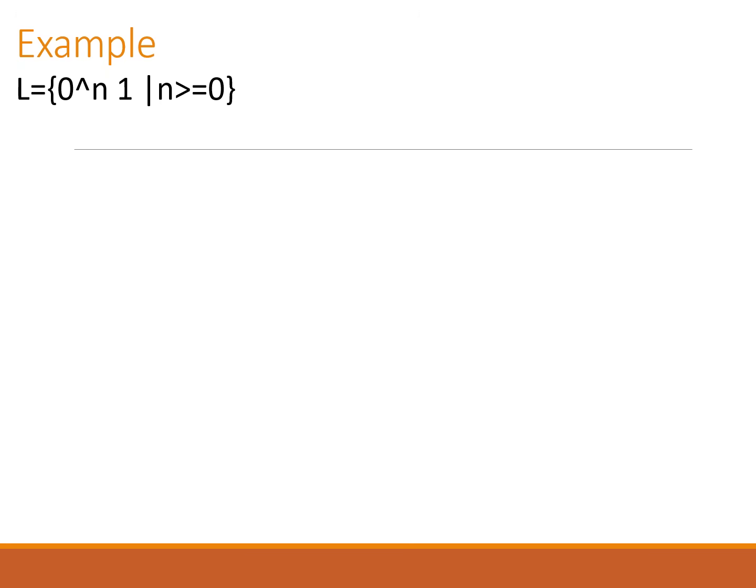So here it is 0 to the power n followed by a single 1, and the value of this n can be greater than or equal to 0. Let us first look at a few example strings here. The first example would be 1, wherein we say 0 to the power 0, which means 0 occurrences of 0. So the string will become 1.